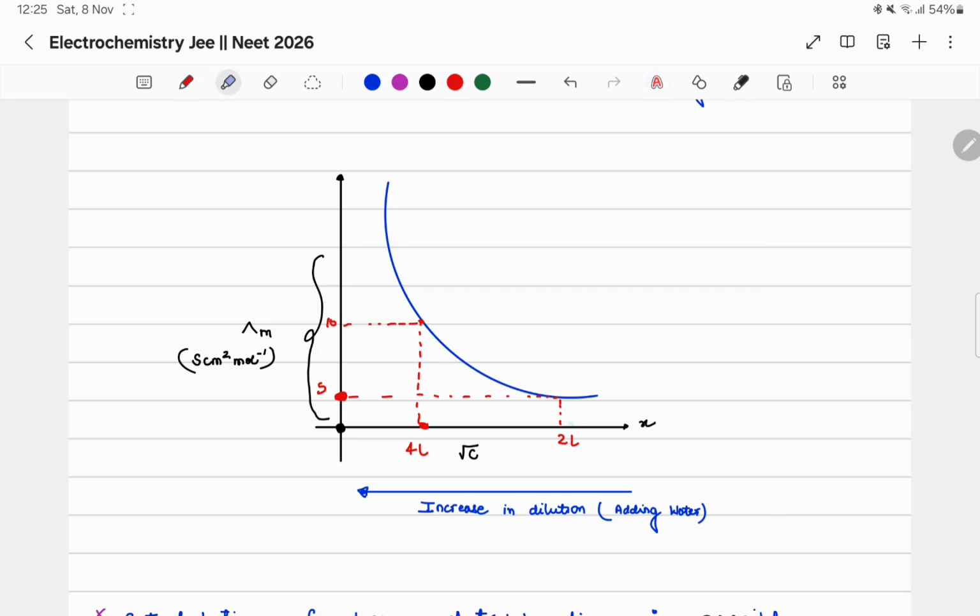One thing which you need to understand. 2 liter पे कितना है? 5 है. ये तो at random लिखा है मैंने. 4 liter पे कितना है? 10 liter. So again you came to know when you are adding the water, conductivity is going to increase.